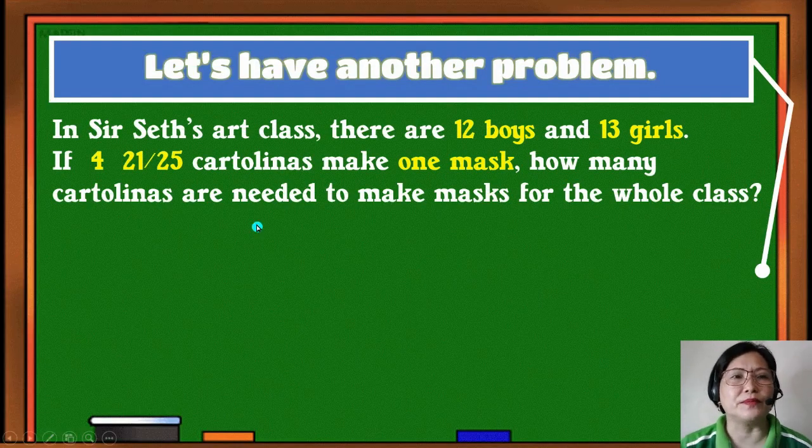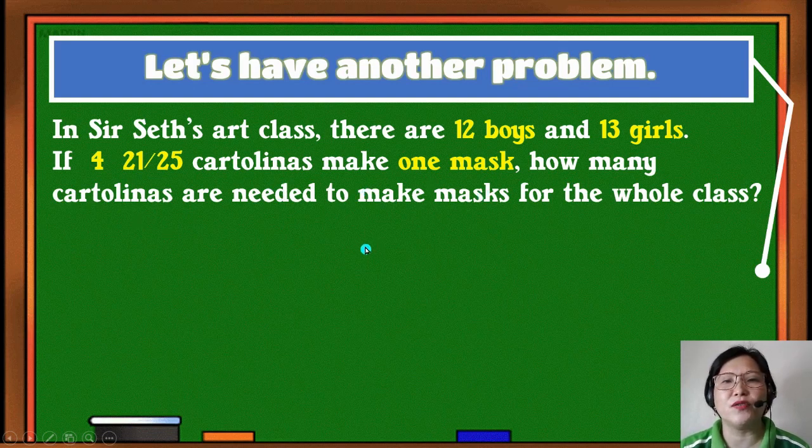Let's have another problem. In Sir Set's art class, there are 12 boys and 13 girls. If 4 and 21/25 cartulinas make one mask, how many cartulinas are needed to make masks for the whole class? So what is the question? How many cartulinas are needed to make masks for the whole class? So it's looking for the number of cartulinas needed for the whole class. And what are the numbers to be used? Of course, they are 12 representing the boys, 13 representing the girls, and 4 and 21/25 representing the number of cartulinas that make one mask.